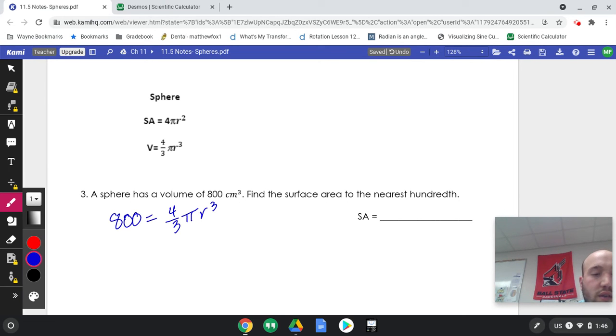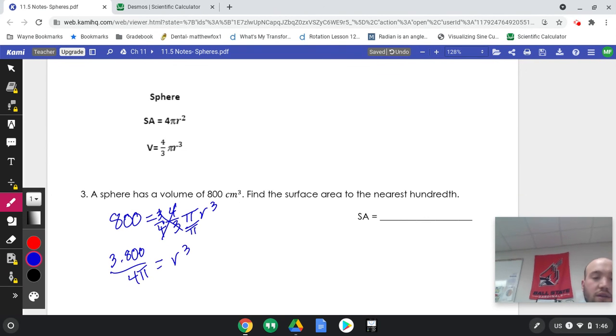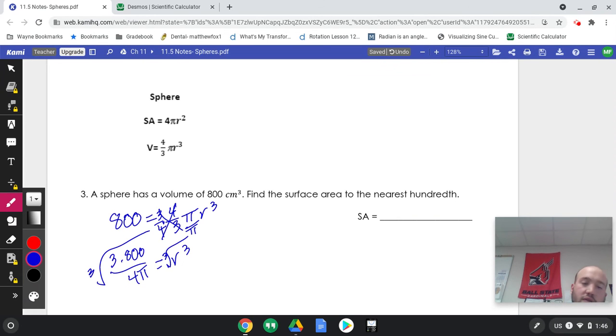Now, on this one, we can multiply it by 3 divided by 4. So take 3 times 800 divided by 4. Also, we'll divide by a pi, because that'll cancel. If we do it to one side, we got to do it to the other. That will equal r cubed. Now, to get the answer, we don't take the square root. To get r by itself, we'll have to take what's called the cube root of all of that.